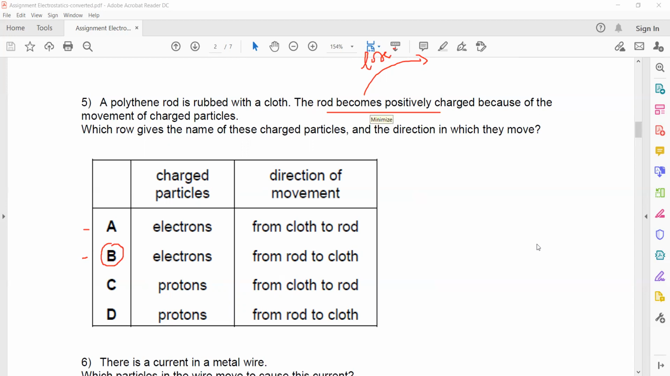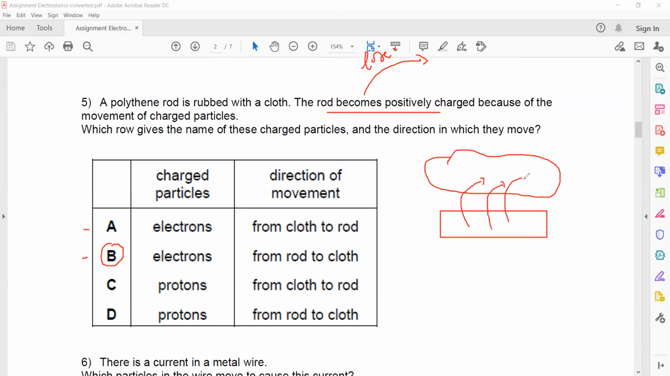Is it clear? Because the rod becomes positively charged. So if you rub the rod with a cloth and the rod becomes positively charged, it means the electrons jump from the rod to the cloth.